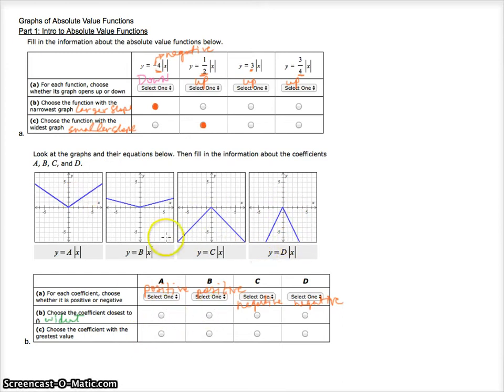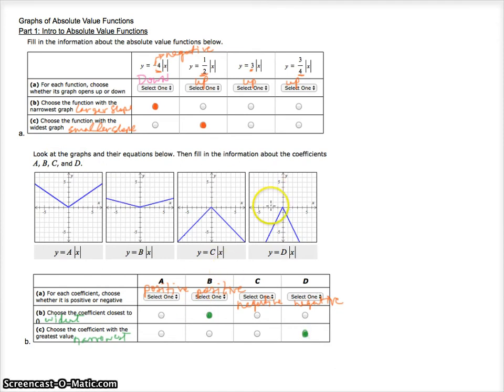So the widest graph is going to be graph B because it's the closest to 0, it has a 0 slope. And then choose the coefficient with the greatest value, so the skinniest graph, or narrowest. The narrowest graph, well, it can't be this one. That's the widest. So we need to look at which one has the skinniest, the littlest gap here, and that's going to be D.